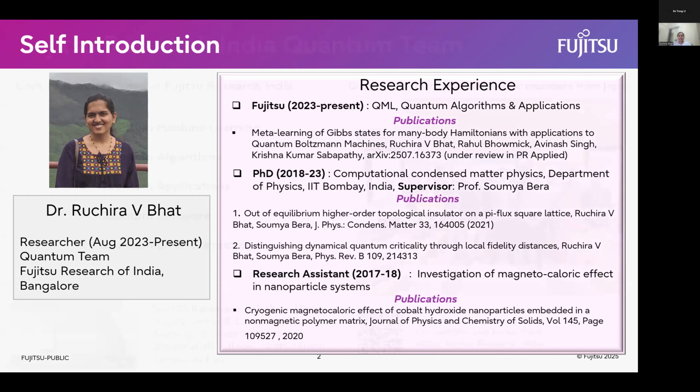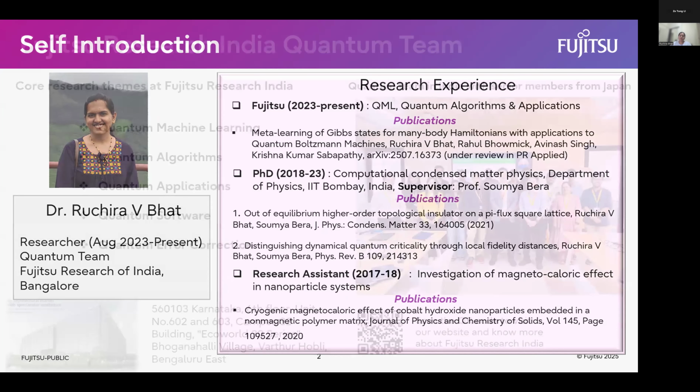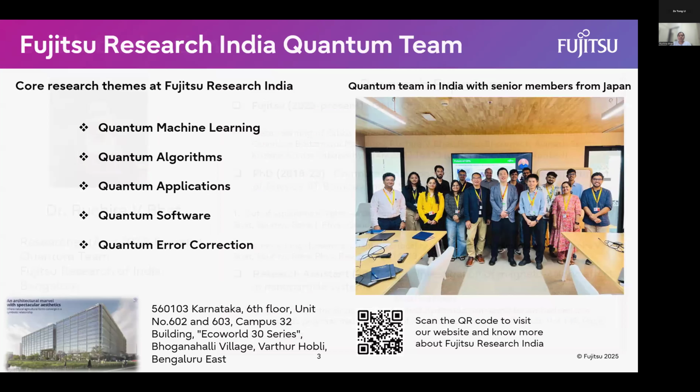And about my team in India, we are actually a pretty young team, 2 or 2.5 years old, and we are a 13-member team. Our office is located in the IT hub of India, Bengaluru. The main core research teams we are focusing on in India include QML, quantum algos, quantum applications, quantum software and error correction. My focus is mainly around the first three topics. We also have teams working in AI, ML, and also HPC.